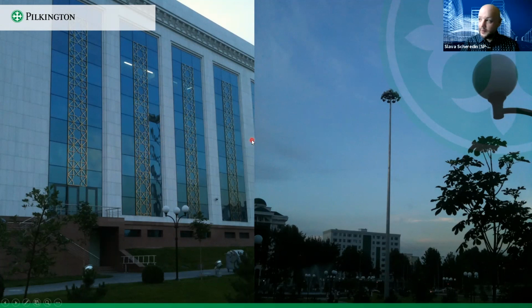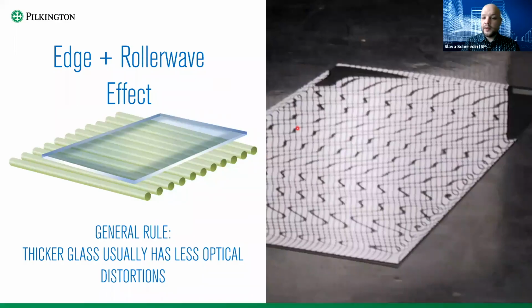Okay, next up on the list. Edge effect. So, edge distortions on tempered glass. While roller wave is avoidable, edge defects or edge effects, okay, edge kink, it's called edge kink. Edge kink is unavoidable because when you get the glass tempered, you will always have some kind of distortions on the edges. General rule about glass thickness also fully applies here.